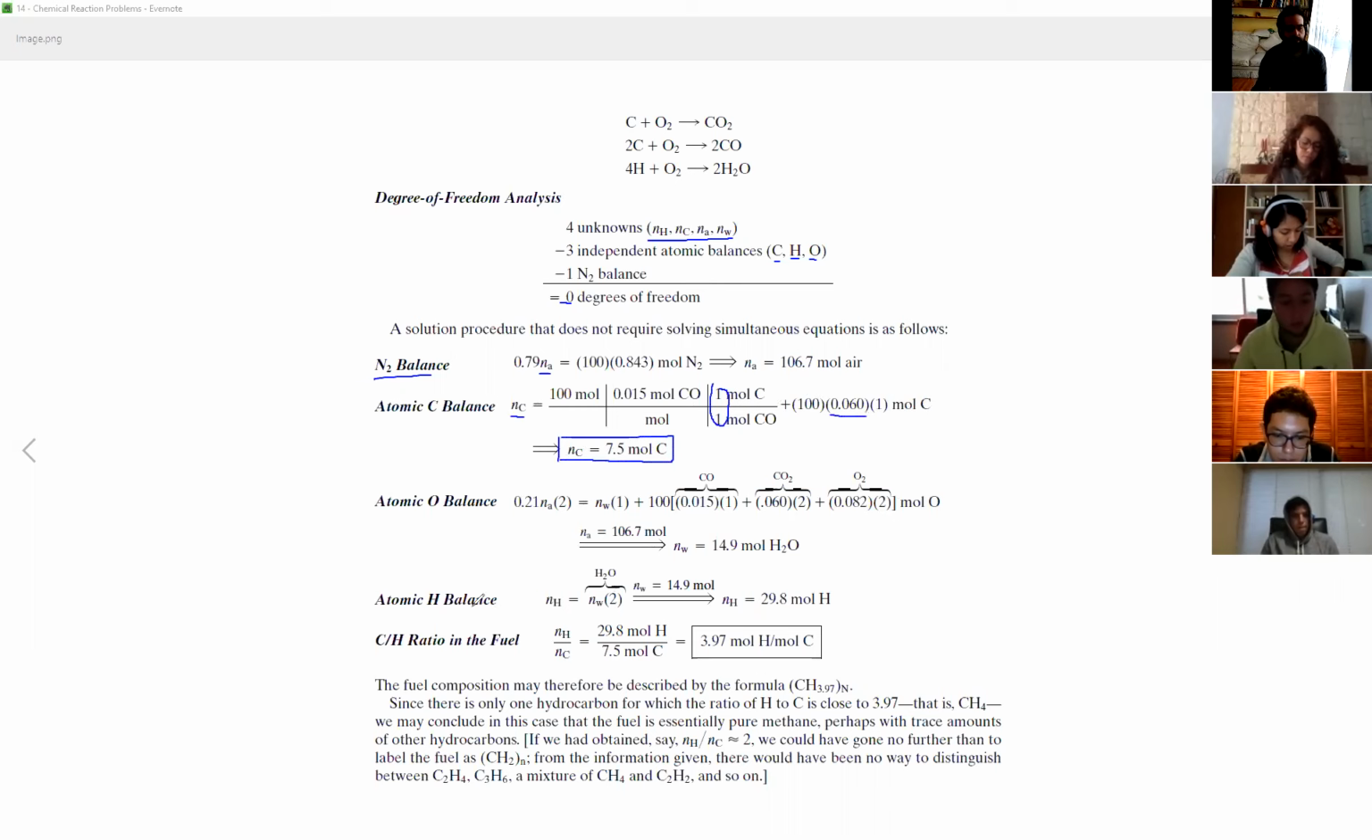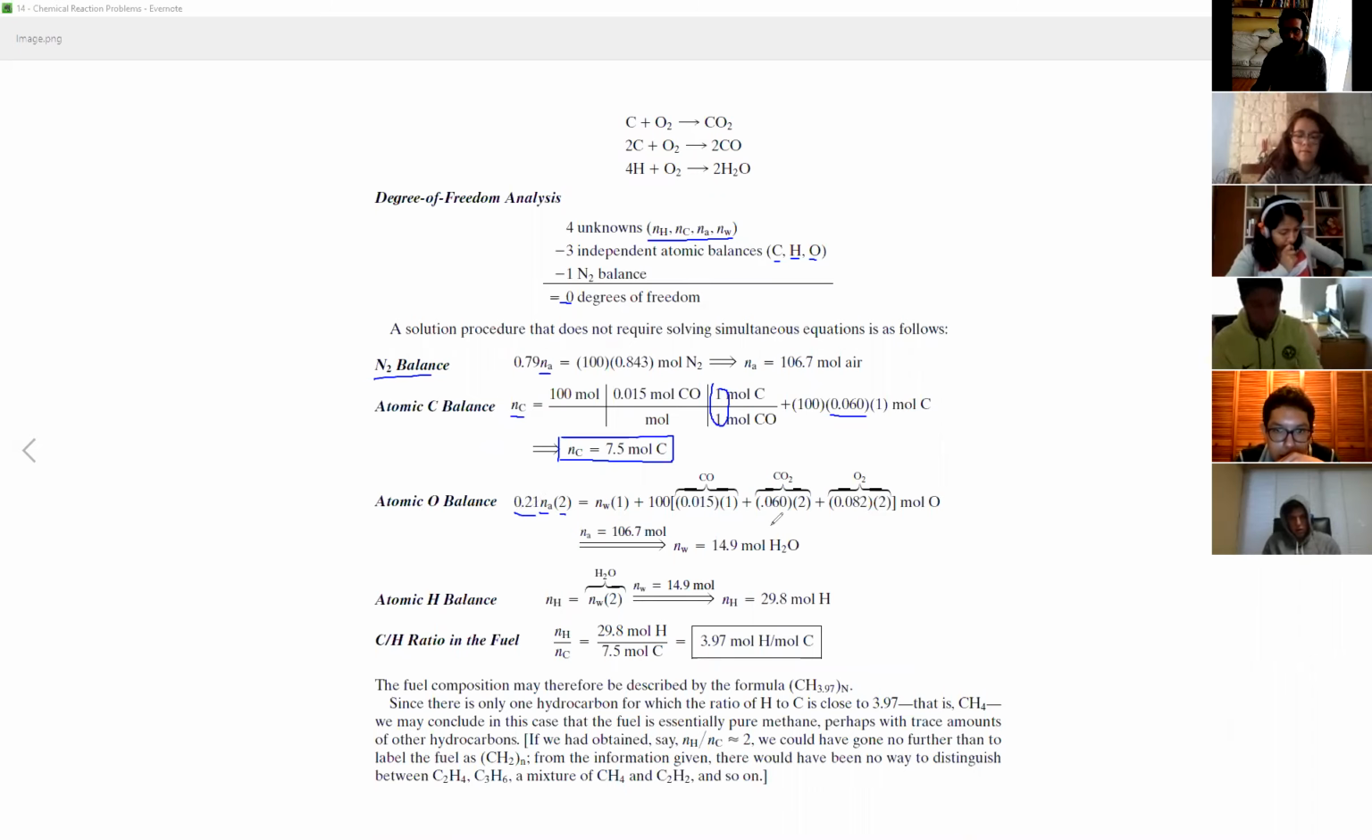Then, if you see in the atomic balance of hydrogen, for example, we're going to have two unknowns that we don't know, right? We have NH because the fuel has hydrogen, and we have NW, that is the water, right? So it's not good to begin with the atomic balance of hydrogen. It's better to start with the balance of oxygen, where the only unknown that we have is the amount of water, right? So this 0.21 is the fraction of oxygen in the air. Na is the number of moles of air, and 2 is the relation, right? 2 atoms of oxygen per molecule of molecular oxygen.